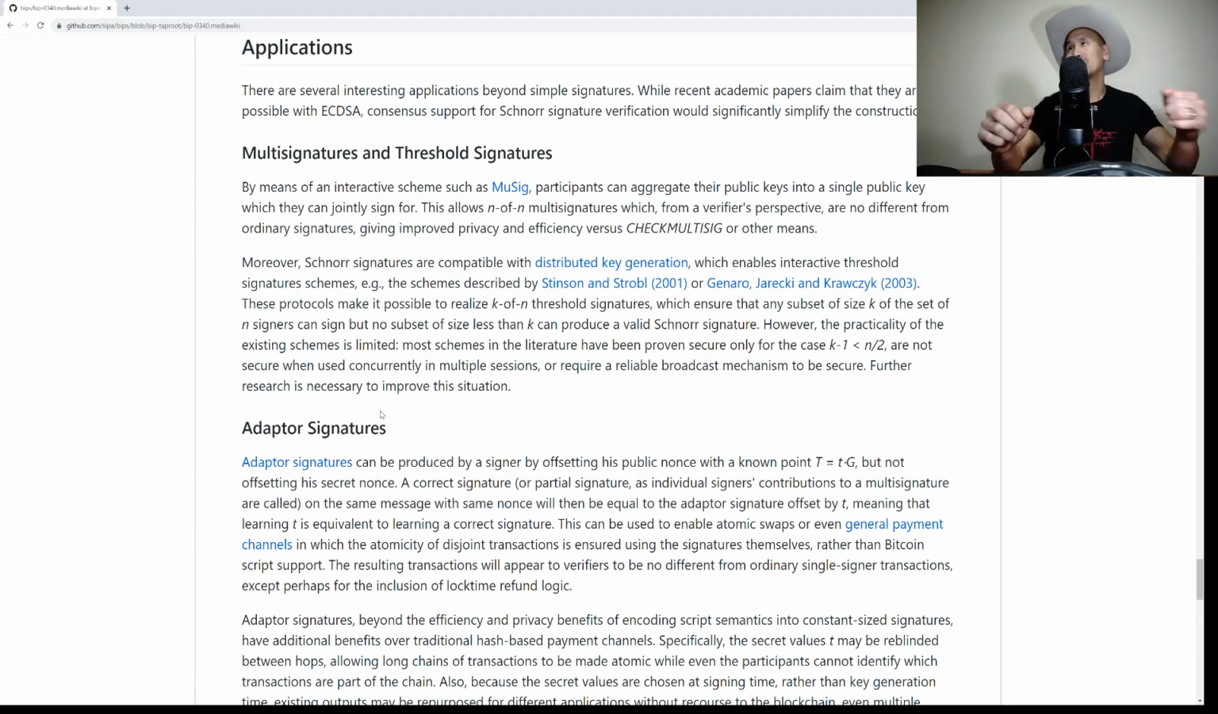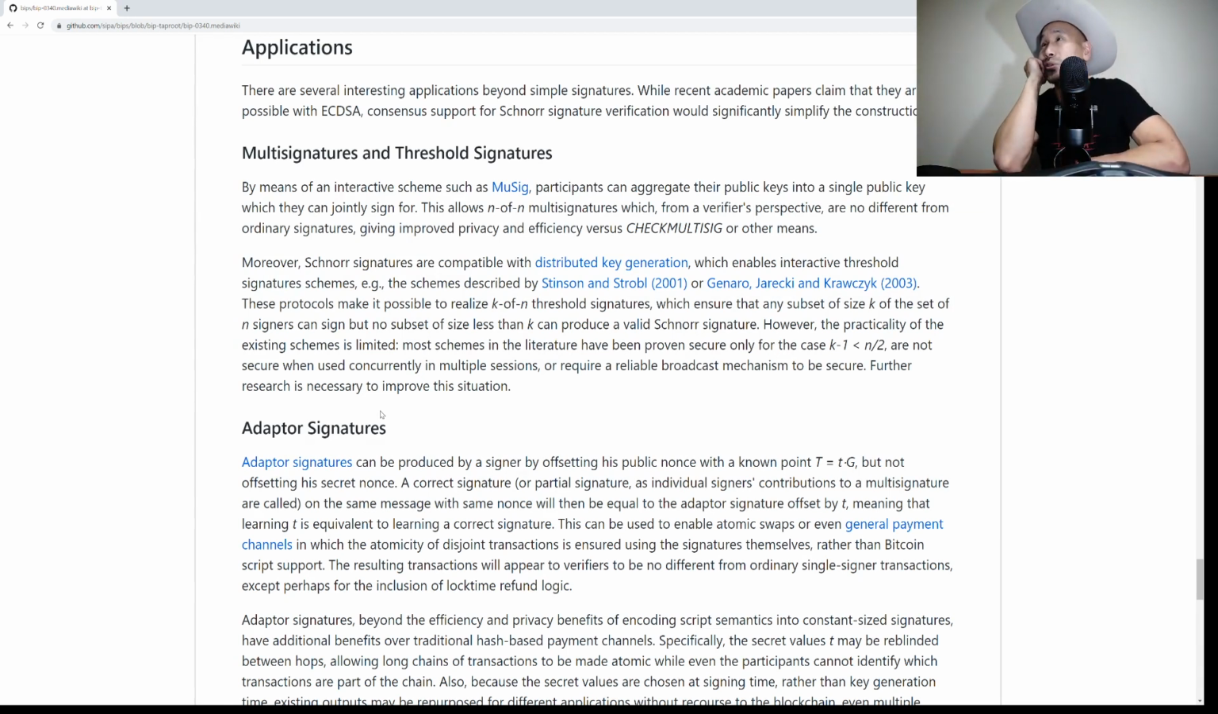Moreover, Schnorr signatures are compatible with distributed key generation, which enables interactive threshold signature schemes. For example, the schemes described by Stinson and Strobel, or Gennaro, Jarecki, and... I can't pronounce that, sorry. These protocols make it possible to realize k-of-n threshold signatures, which ensure that any subset of size k on the set of n signers can sign.